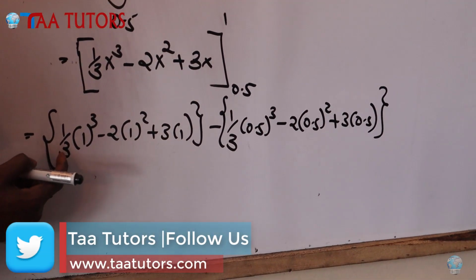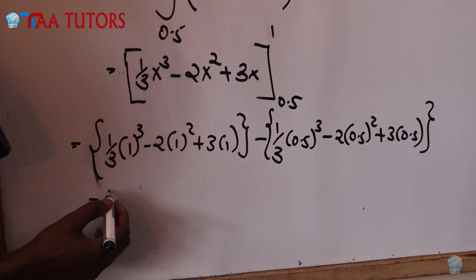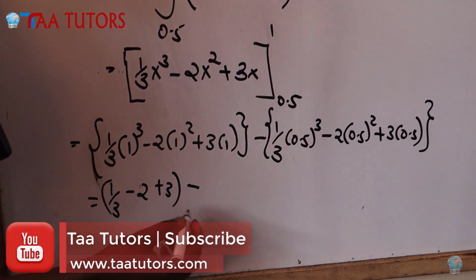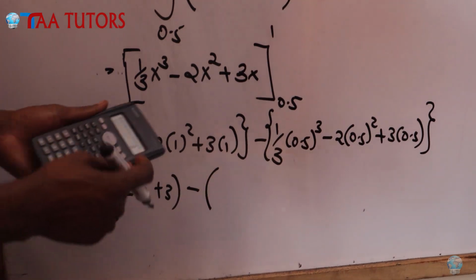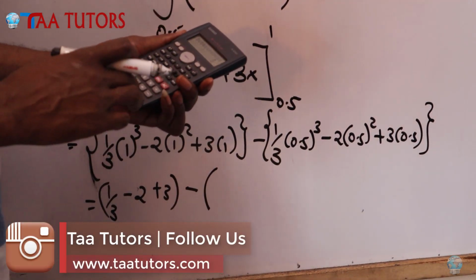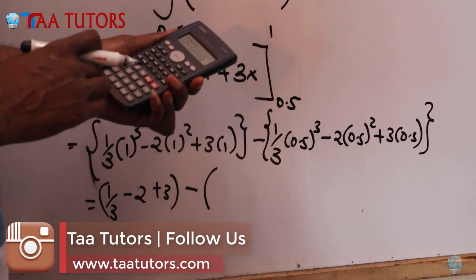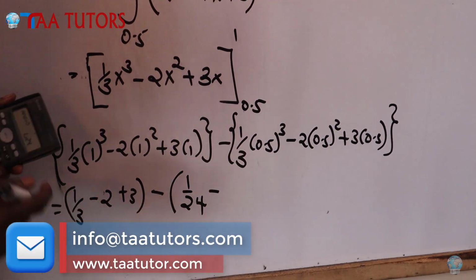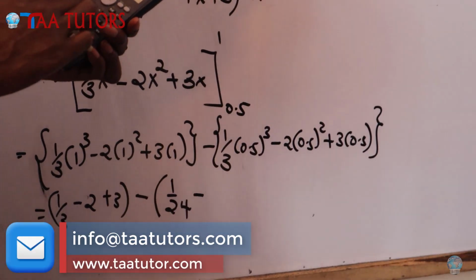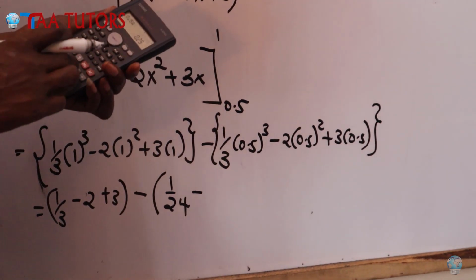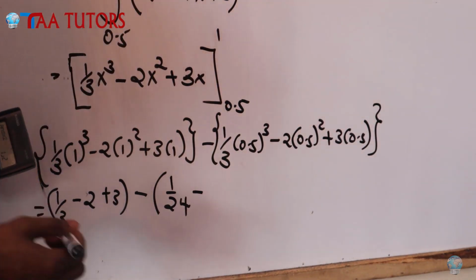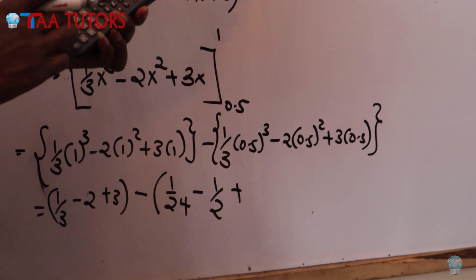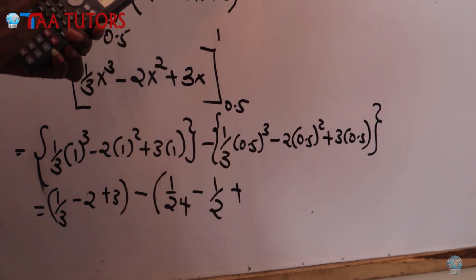So if you look at this one here, 1 cubed is 1, so a third minus 2 plus 3, minus this will be 0.5 cubed divided by 3. So in fraction it is 1 over 24, minus 0.5 squared, 0.25 then times 2. That is going to be a half. Then plus 0.5 times 3 is 1.5, which is the same as 3 over 2.